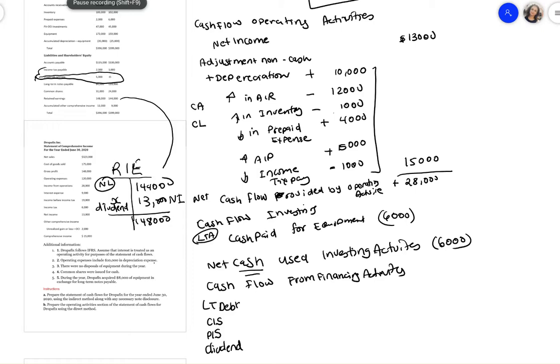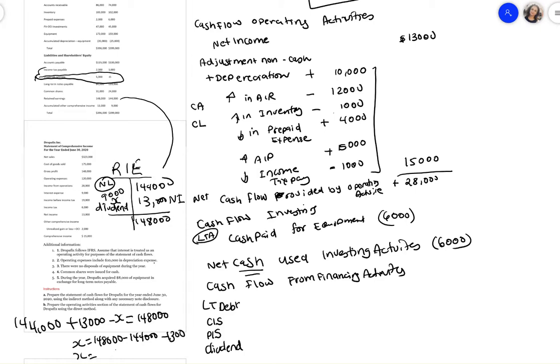How are you going to calculate it? You're going to say 144,000, you add the 13,000, and you minus the 148,000. What that gives you is a 9,000 dividend. I'm going to do it one more time. Your retained earnings beginning was 144,000. You add your net income minus your dividend equals your ending retained earnings. So in other words, we're solving for X. If you're solving for X, everything goes to the other side. So 148 minus the 144,000 minus your 13,000, your X will be your 9,000.